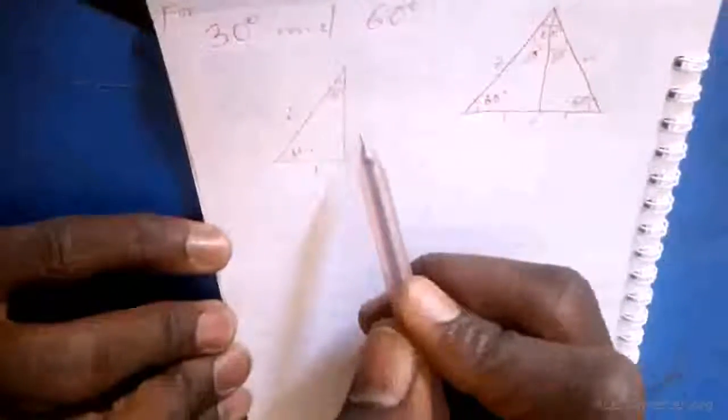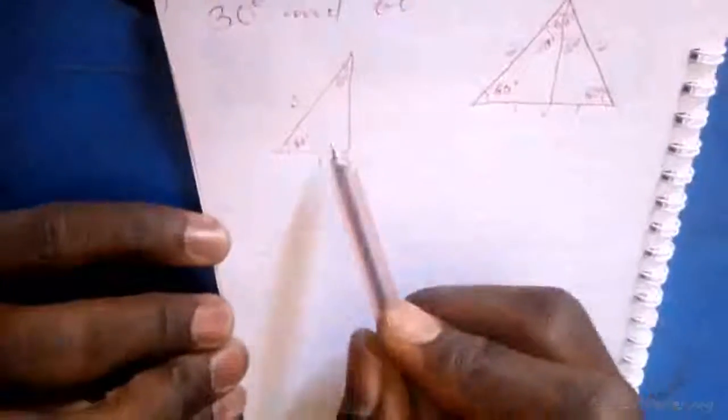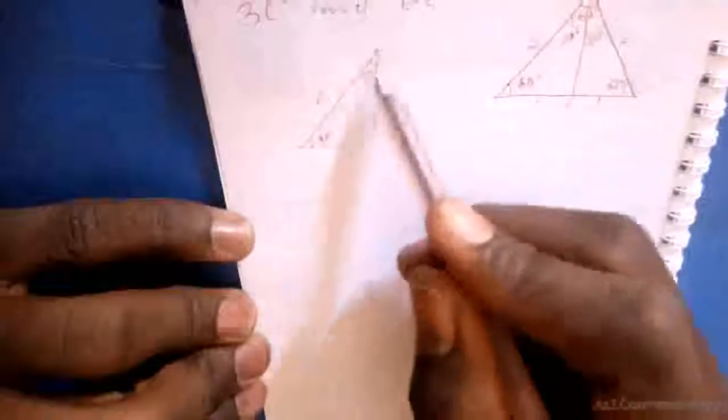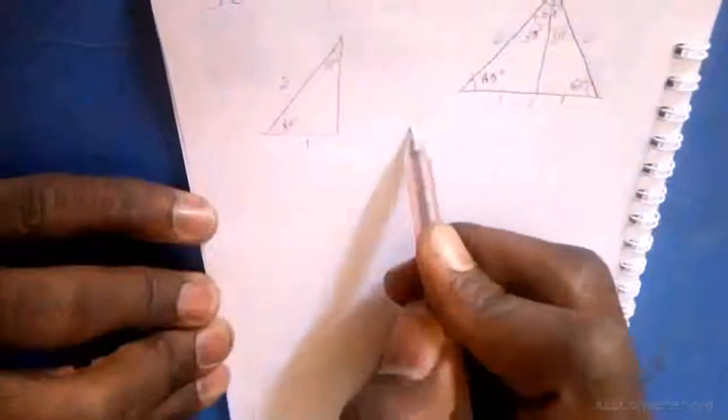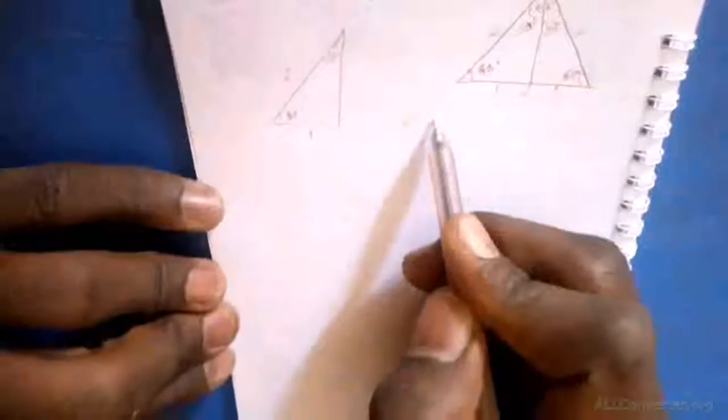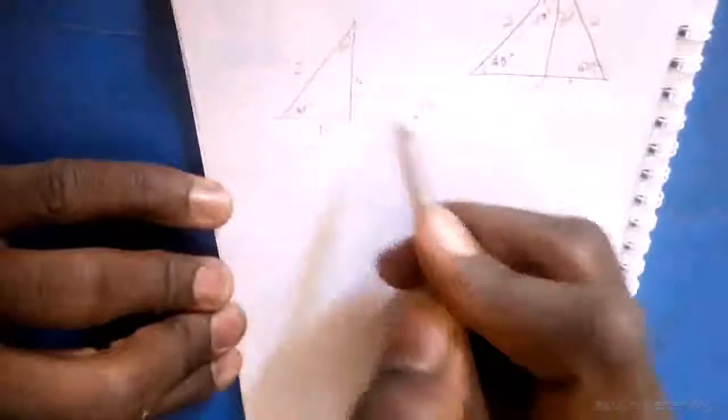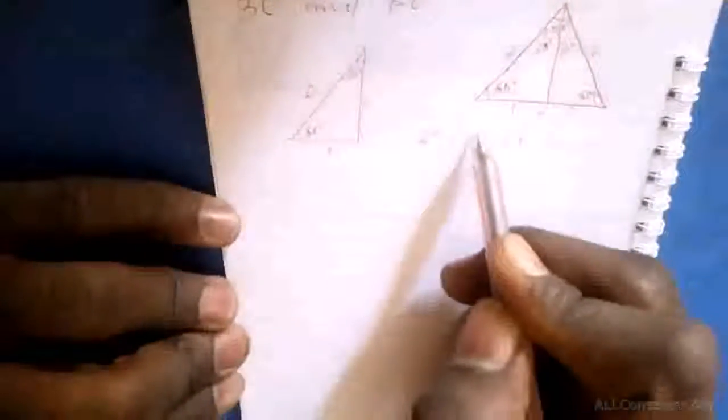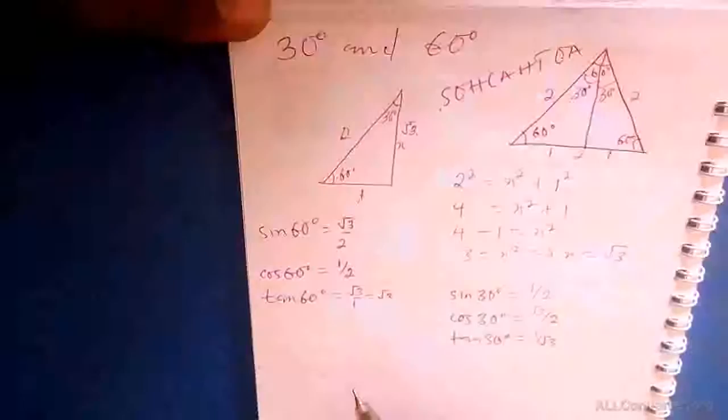But we don't know this side. Remember, Pythagoras theorem says that the square of the longest side of a right angle triangle, which is 2 squared, equals the sum of the squares of the other sides. Let this side be x, so x squared plus 1 squared. This is what we call Pythagoras theorem. Therefore, from here, 2 squared.